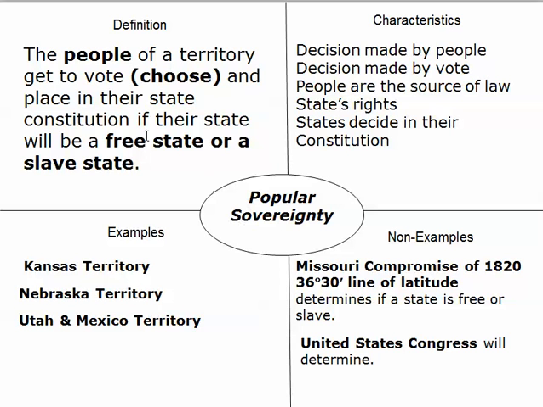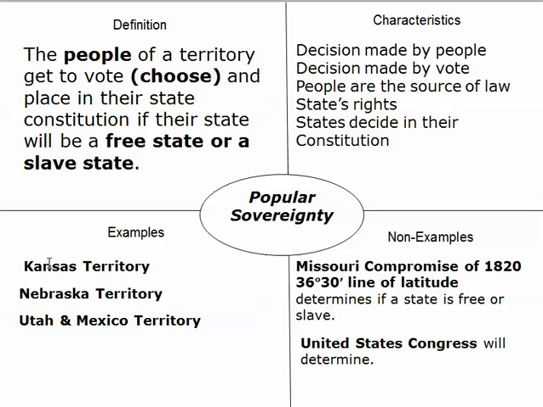The people of a territory get to choose by vote. They go to the polls and vote and place in their constitution, in the Constitutional Convention, if their state will be a free state or if it will be a slave state. Now, some characteristics of popular sovereignty are that the decision is made by the people. Okay? Decision made by voting, democratic means. People are the source of the law. States' rights. States decide in their constitution what they will be.